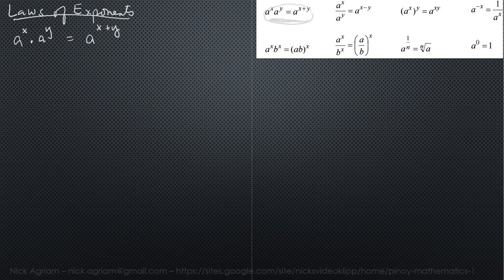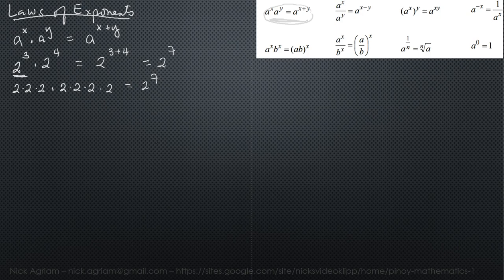That means if I have 2 raised to 3 multiplied by 2 raised to 4, then I have 2 raised to 3 plus 4, which is equal to 2 raised to 7. How did it go? It will look like this: 2 times 2 times 2, that is the 2 raised to 3, multiplied by 2 times 2 times 2 times 2. Then we have 2 raised to 7. That's the reason why.